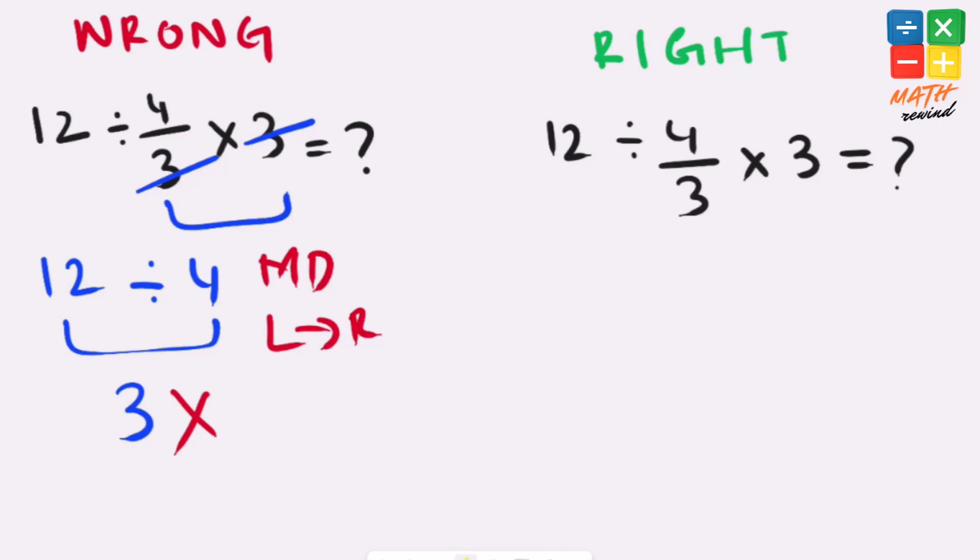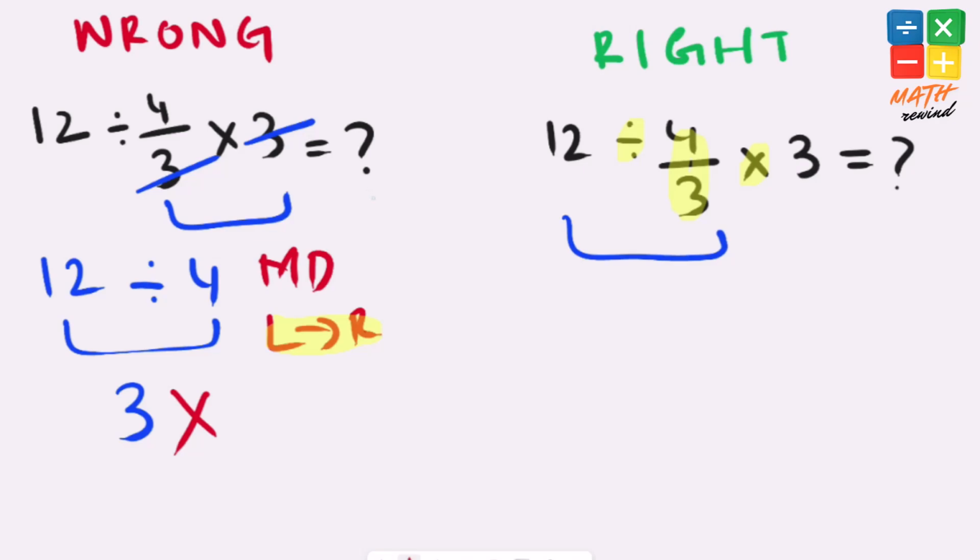In this expression, if you notice, we have division and multiplication present, and we have a fraction operator in between too. So according to the rules, we have to work from left to right, so we should solve this part first. So 12 divided by 4 over 3. This is not 12 divided by 4 divided by 3. This is 12 divided by 4 over 3. 4 over 3 is a fraction here.